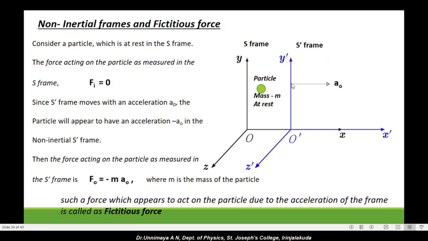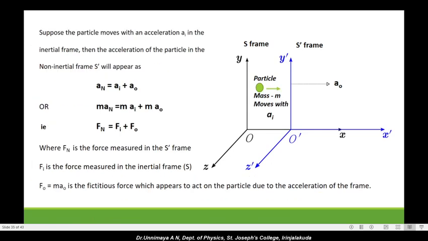But for an observer in the S prime frame, the S prime frame moves with an acceleration a0. For an observer in the S prime frame, he feels that since the frame moves in this direction with an acceleration a0, the particle moves backwards, in this direction, with an acceleration minus a0. And the force acting on the particle in the S prime frame, Fo, will be equal to minus ma0. So the force which appears to act on the particle due to the acceleration of the frame is called fictitious force. So this is the case when the particle is at rest.